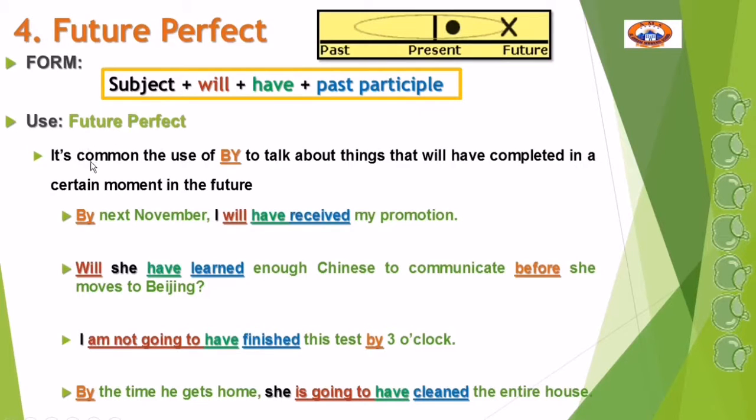The usage of the future perfect: it is common to use the word by to talk about things that will have completed at a certain moment in the future. It's common to use the word by with this tense in order to say that I'm going to complete this action in the future, okay, before a certain time. Like, by next November, I will have received my promotion. Okay, this action will be finished before, or by, next November. It will not continue after it.